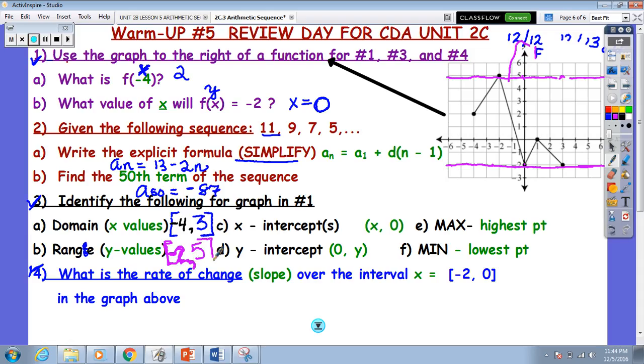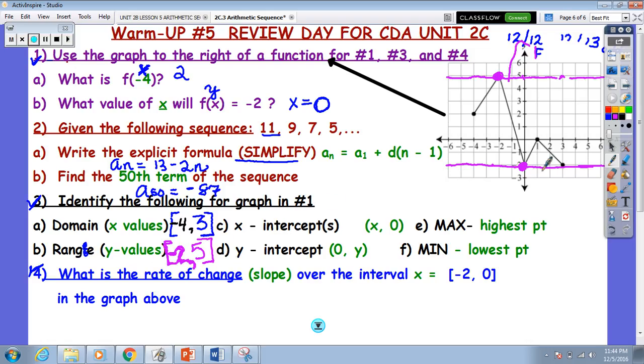Alright, and we have brackets because we have a closed dot at the highest value and we have a closed dot at the lowest value. Okay, so that's why we use brackets here and not parentheses.